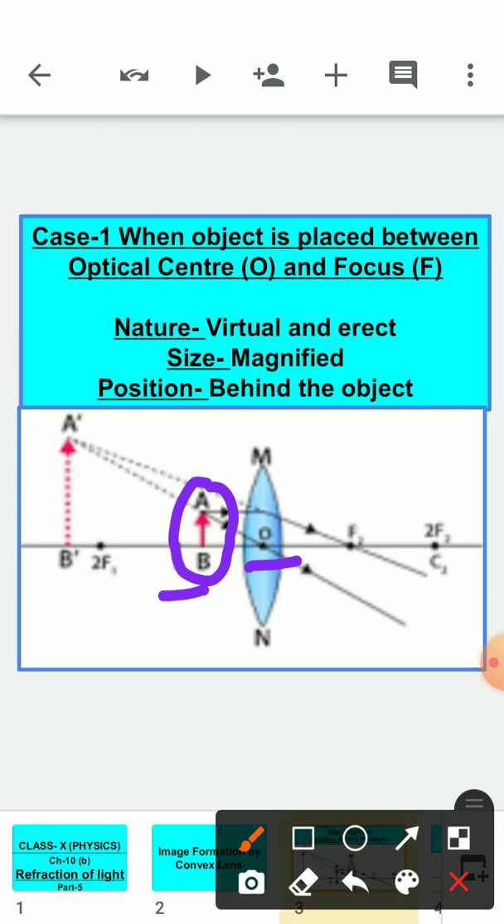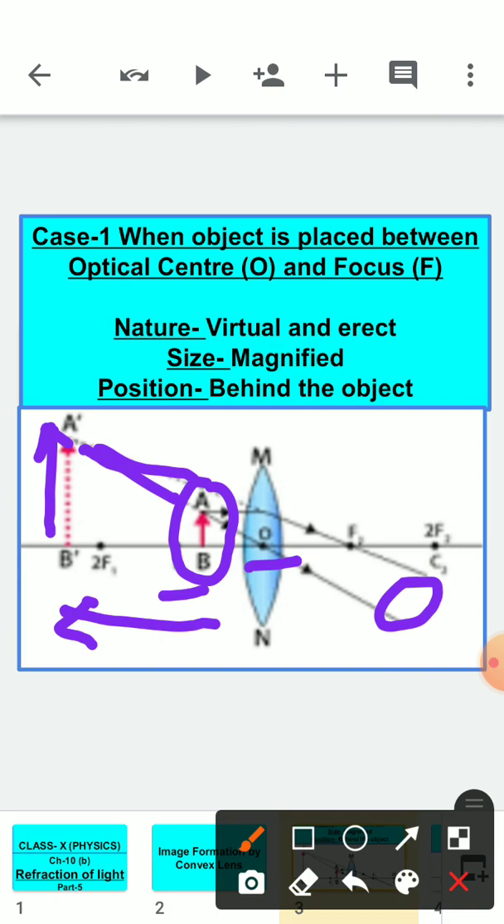So, when we are placing object in front of convex lens between O and F, then the refracted light rays are not meeting at any point. So, what we are doing? We are just producing them, and they are meeting behind the object. The image is erect, it is upstraight, and what will be the size? It is magnified. So we can write down the nature here: virtual and erect, size is magnified, and position is behind the object.